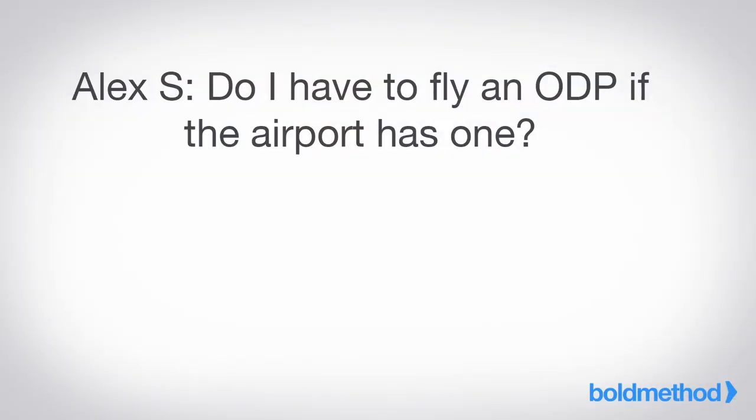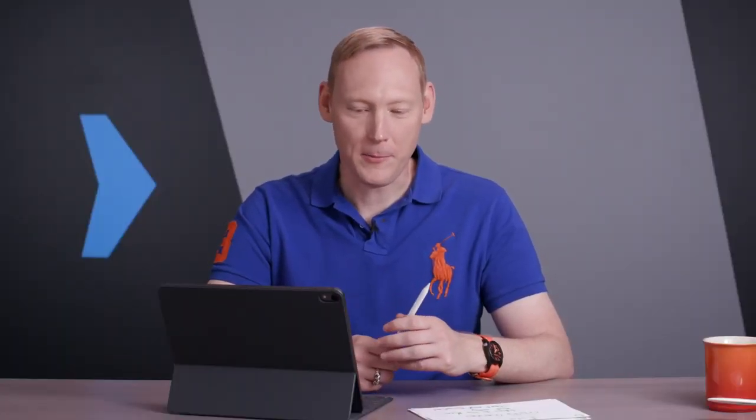Okay, so we have a question. All right, so Alex has a good question here, and that is, do I have to fly an ODP if the airport has one? That depends. Under Part 91, you don't. Under Part 91, they are entirely optional.